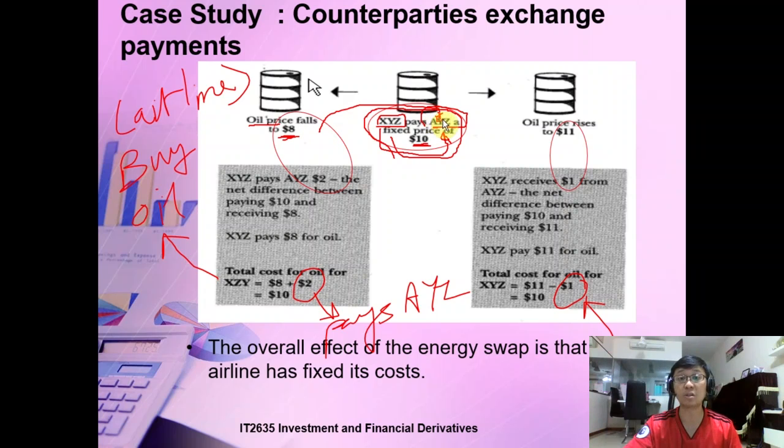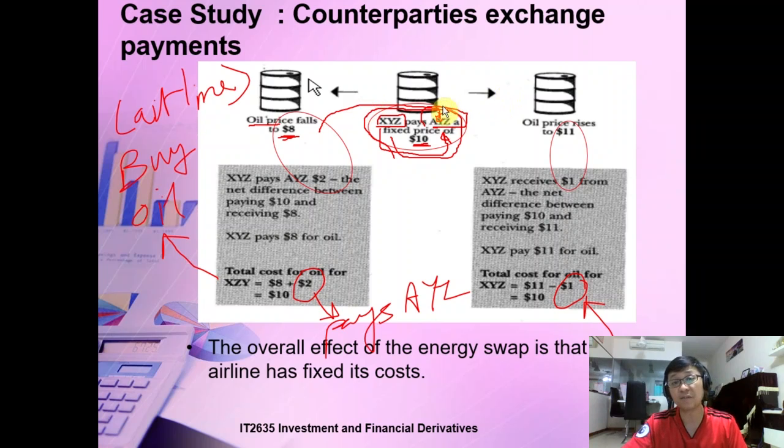Since they take on the risk of price fluctuation, this is where AYZ becomes more favorable to them. They got $2 extra, a net profit of $2, while XYZ still enjoys the fixed price. Even if the oil price goes down, they have gone into a swap agreement, so they stick with the price that they have to pay for the petrol.